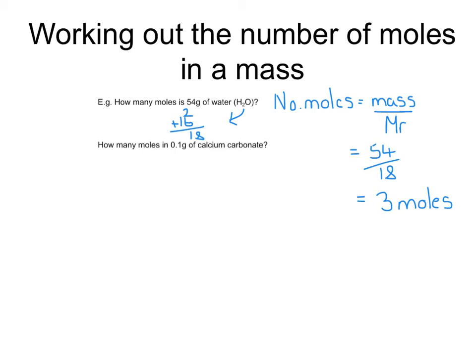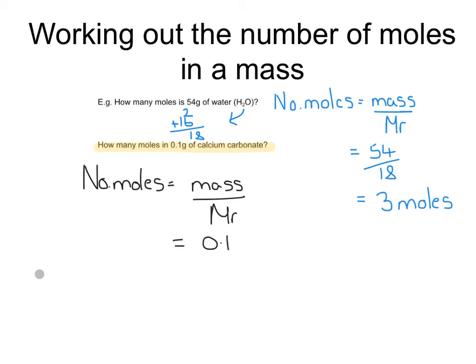Now we're asked a second question. How many moles are there in 0.1 grams of calcium carbonate? Remember, the number of moles is always the mass divided by the AR or the MR. This time it's a compound, so it's the MR of calcium carbonate. The mass is on the top line, and I need to work out the mass of 1 mole. Calcium carbonate has the formula CaCO3, we've met it before.